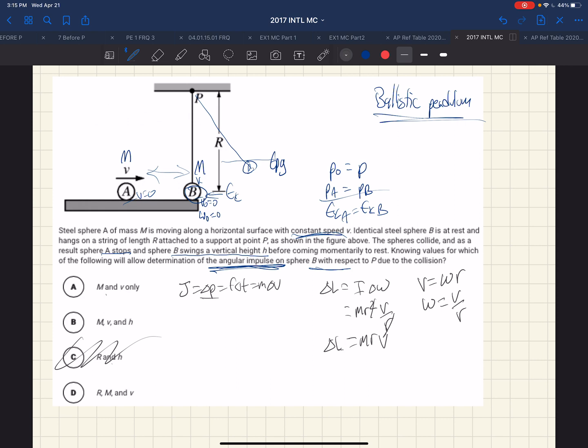Now, I'd also given you another identity previously that L equals mrv. So you know that. That's an extra identity, but we just derived it right there, proved it. So we need r, m, and v. We need r. Choice D.